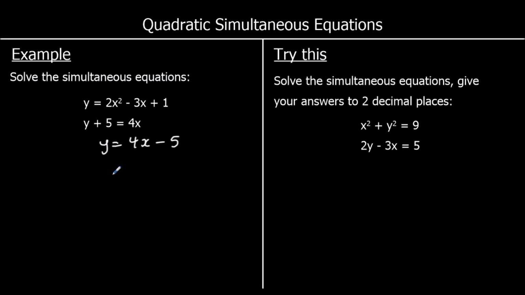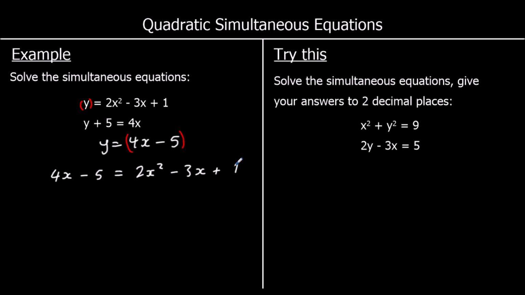Now we can substitute that in. So y is equal to 4x minus 5. So we can change y in the first equation, in our quadratic, into 4x minus 5. So 4x minus 5 is equal to 2x squared minus 3x plus 1. We've got a quadratic. We've got rid of y. We just need to solve and find out what x can be now.